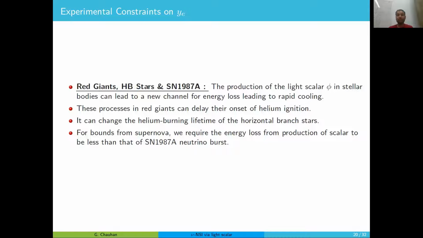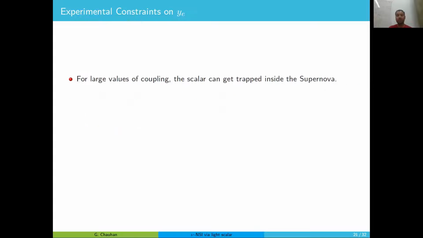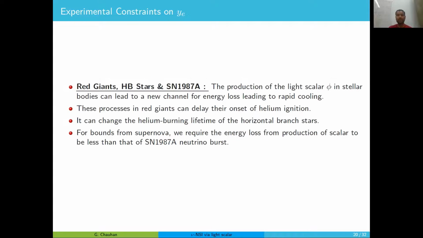For the case of horizontal branch stars, it can change the helium burning lifetime. And for the case of supernova, since we have measured the number of neutrinos, we can reconstruct the amount of energy loss from supernova 1987A through these neutrinos. We have almost an estimate of how much energy should be released in this neutrino burst, and it's pretty consistent with what we think our model should do. So we have a stringent bound if phi couples to these electrons and leads to another channel. This is like a lower bound which will be set on these couplings from this condition.